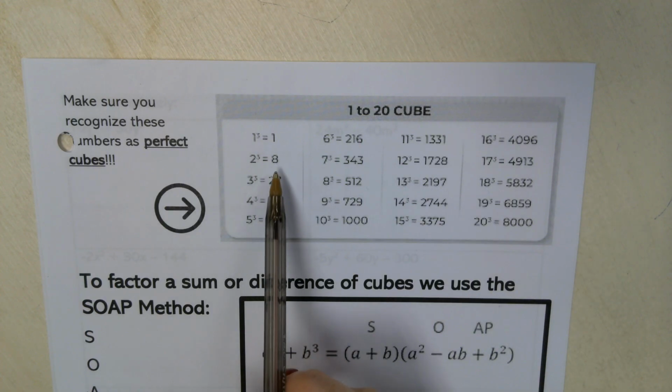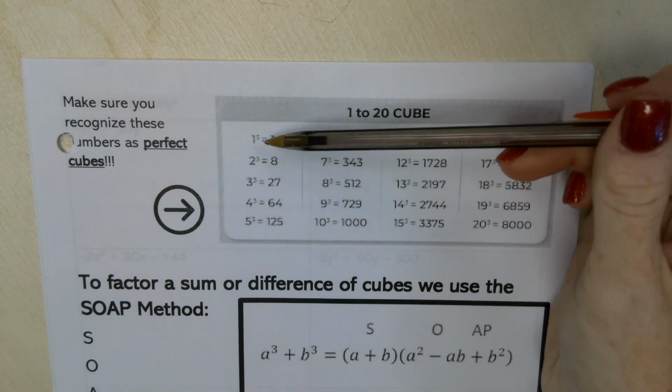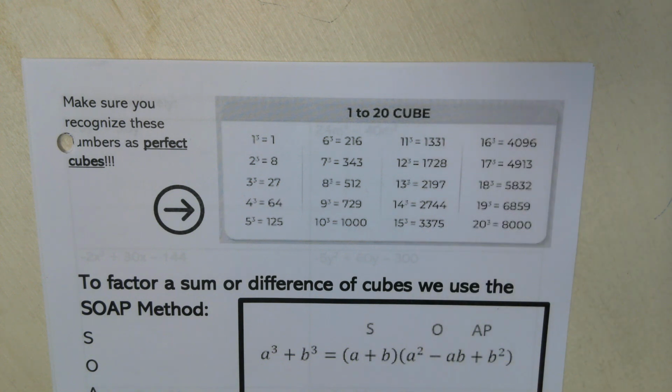Now, all of these, I have provided you with a list of our perfect cubes from 1 to 20. Okay, now these numbers get a lot bigger, a lot faster.